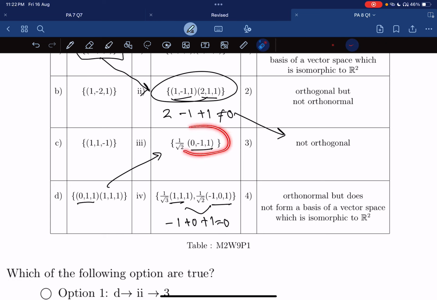orthonormal. So it is already normalized, okay, but does not form a basis of a vector space which is isomorphic to R2. So clearly this set is a one-dimensional space. That is the dimension of this set. The dimension of the spanning set for this set would be 1, and we want to find whether the vector space that is formed by the spanning set for this would be isomorphic to R2.